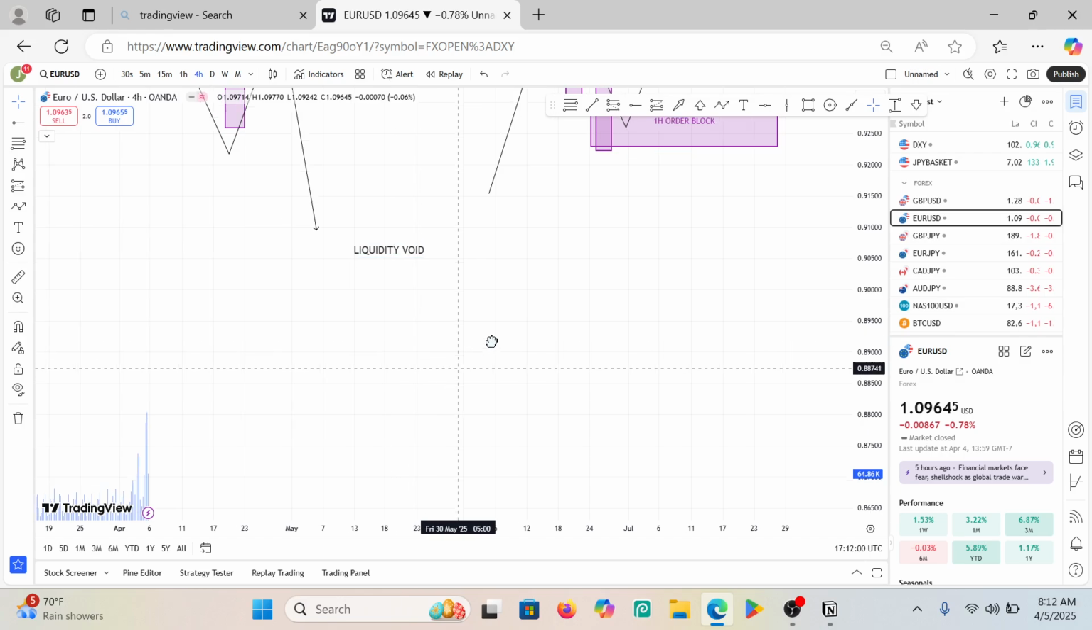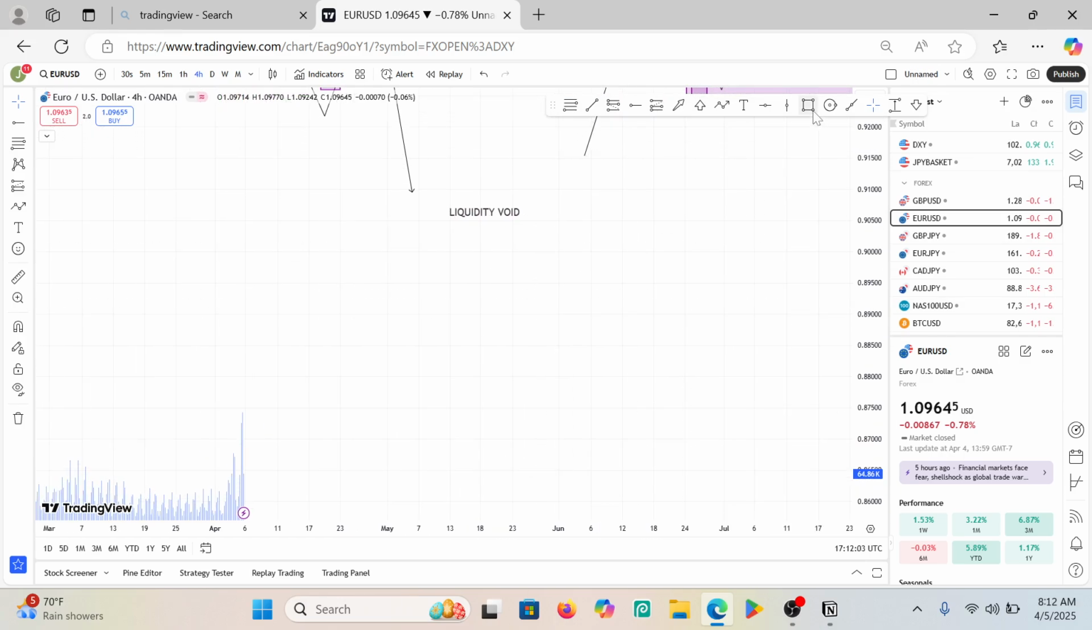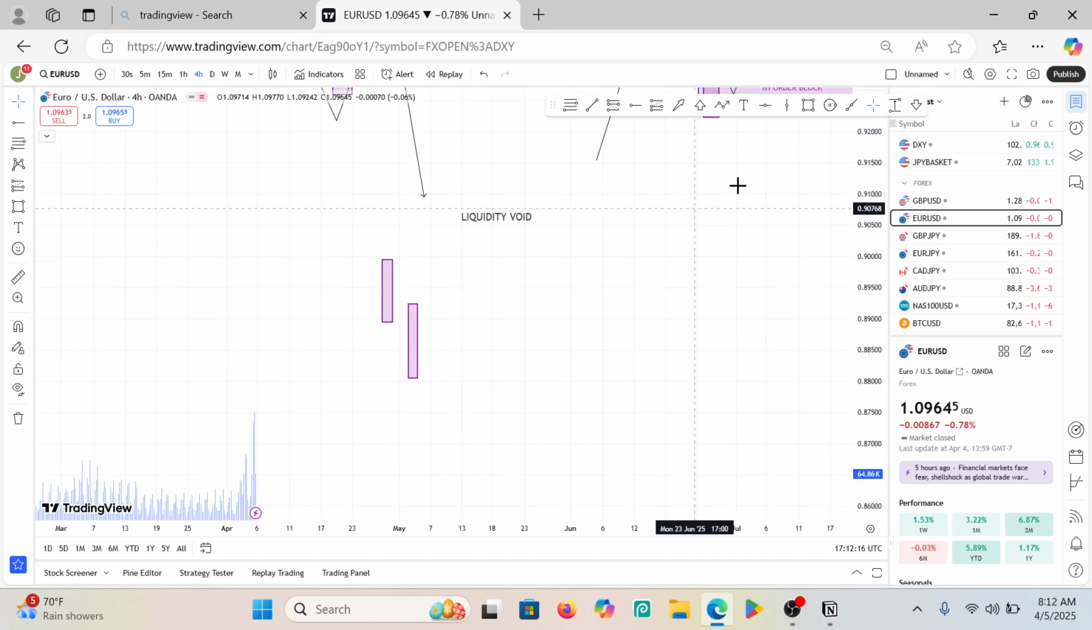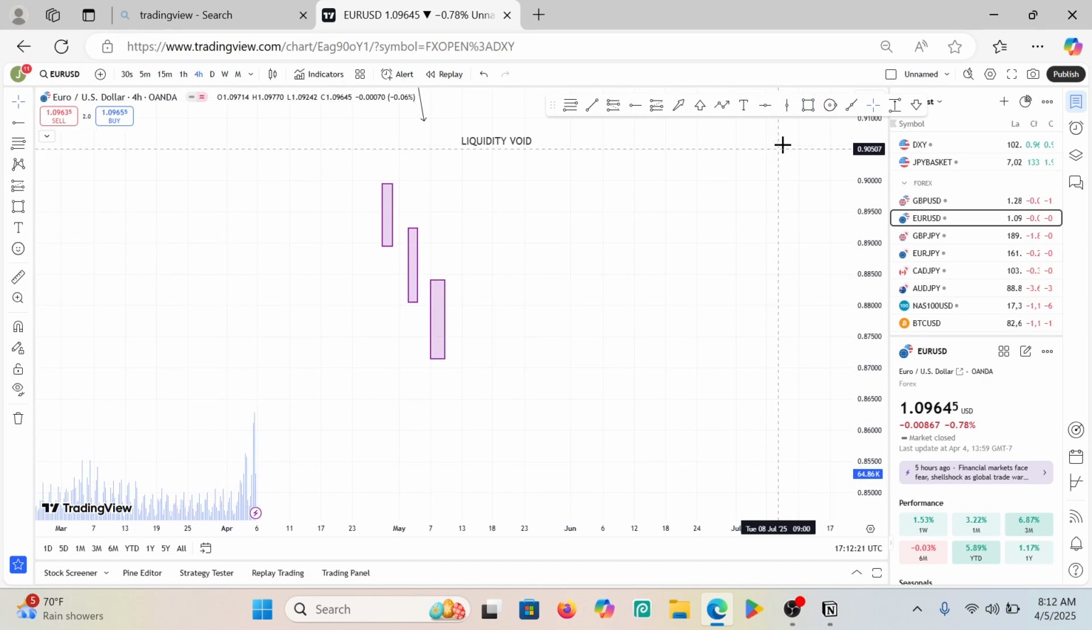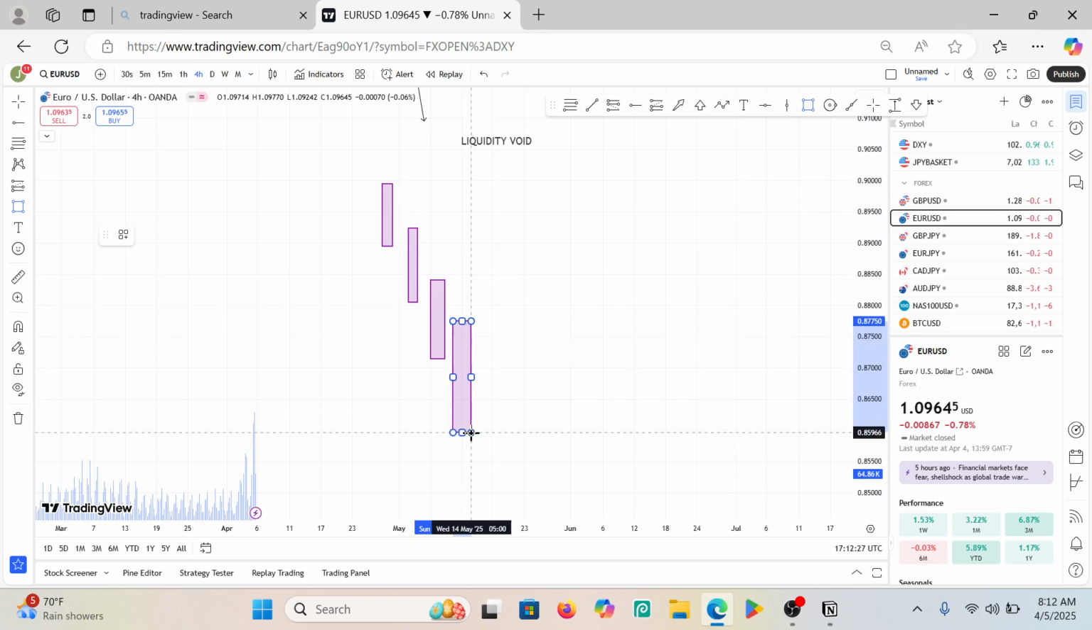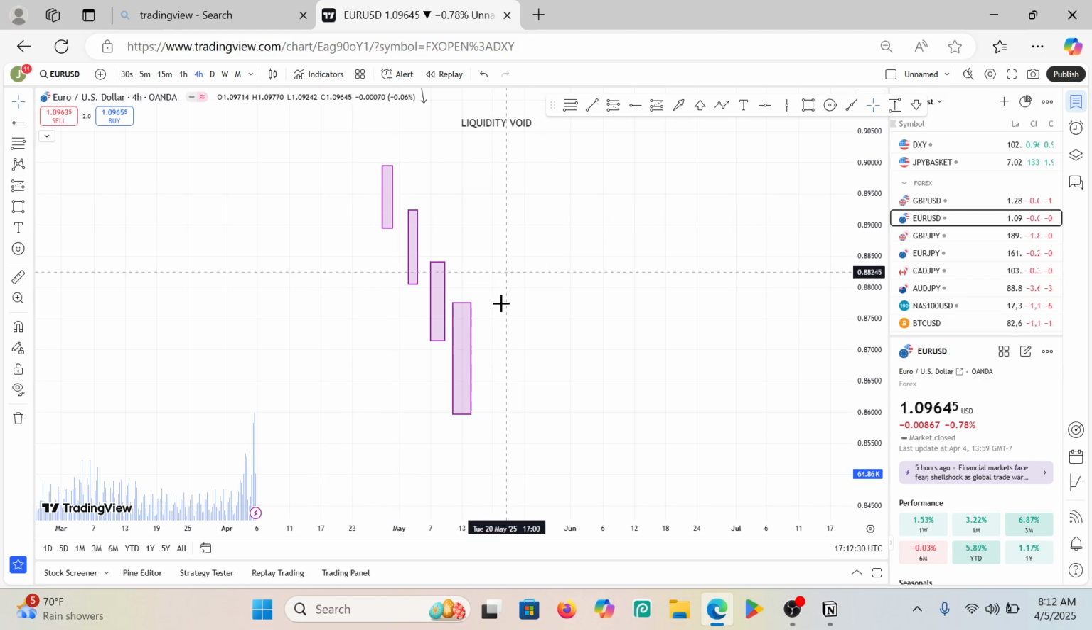Liquidity void. A liquidity void is a form of imbalance in the market where the market moves without retracing back. Let's take this example. The market is just forming big candlesticks without any retracement, forming either red candles or blue candles. It depends on the color you use on your chart.